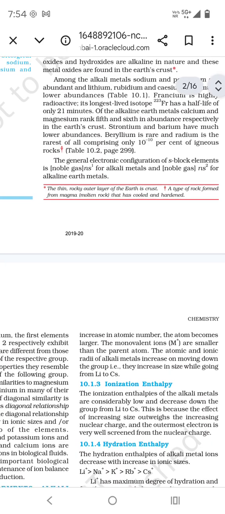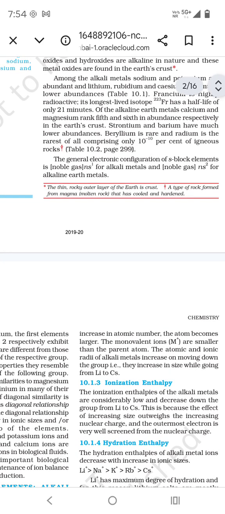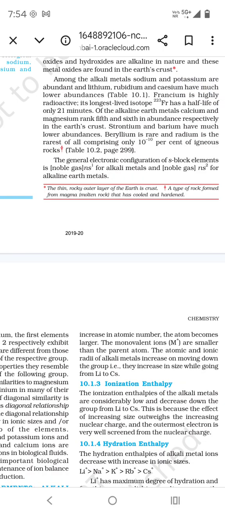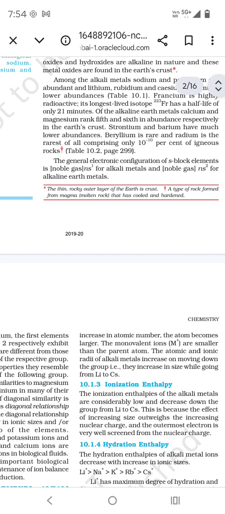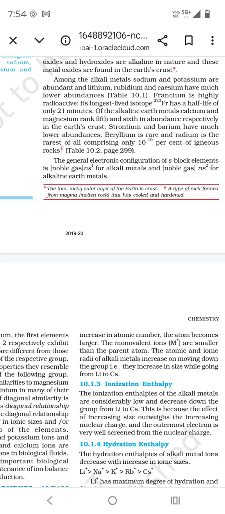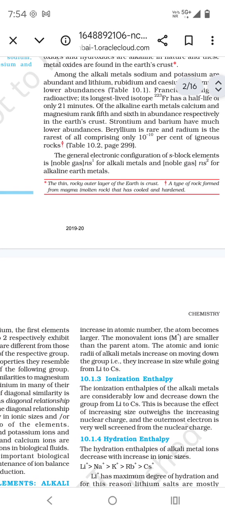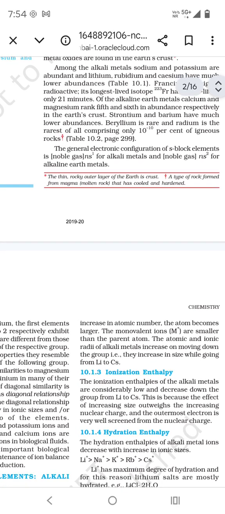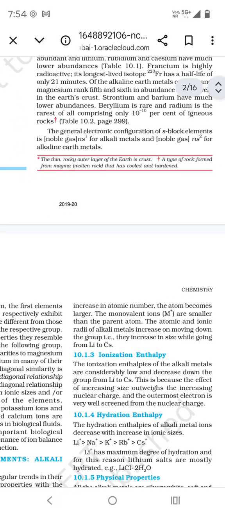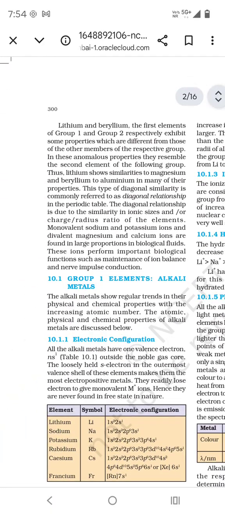The general electronic configuration of s block elements is noble gas ns1 for the alkali metals and noble gas ns2 for the alkaline earth metals.